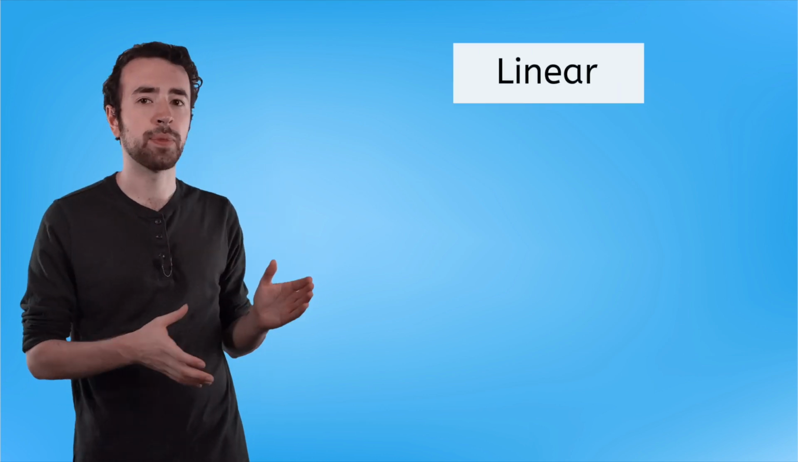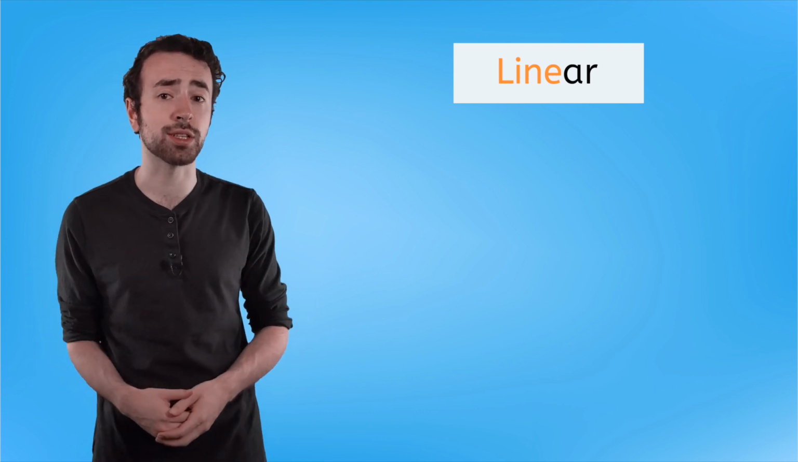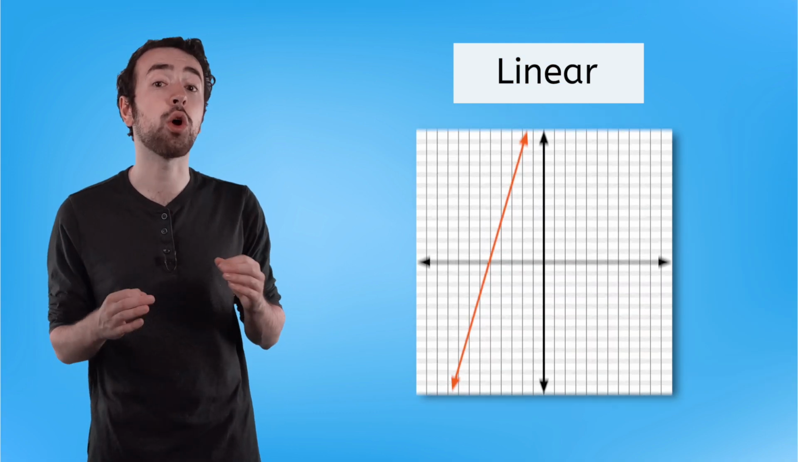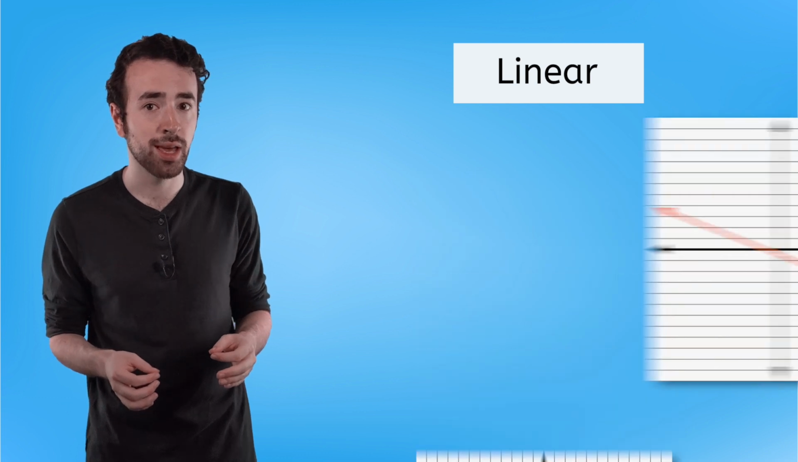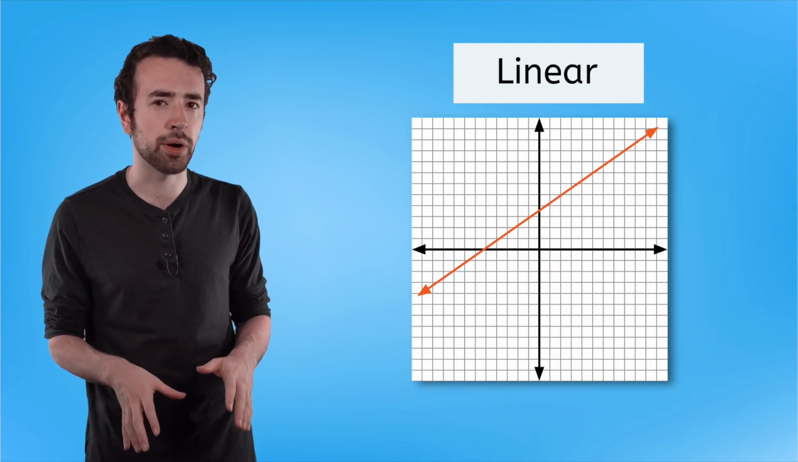When it comes to equations and graphs that form a straight line, the word we use to describe them is linear, which just means like a line. Most of the linear equations and graphs that we'll look at together are also linear functions because they pass the vertical line test, but not all of them are.